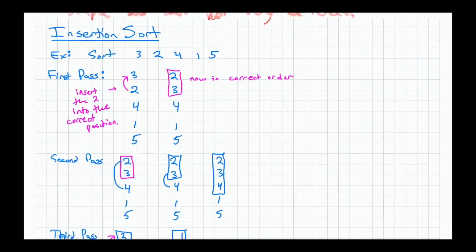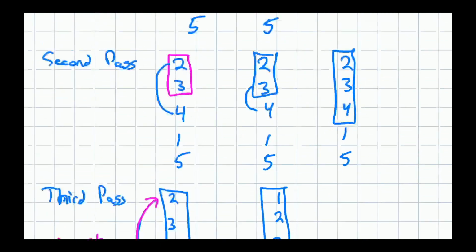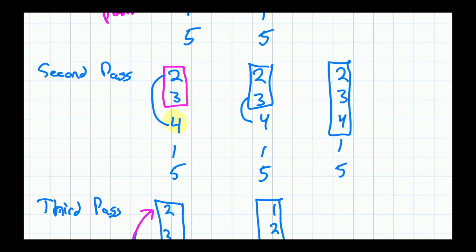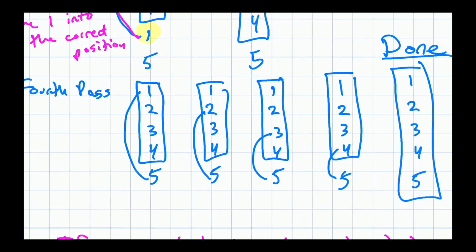So you can think of it this way. In the first pass, what's happening is you're trying to insert the 2 into the correct location, and you did right here. And in the second pass, you're trying to insert the 4 into the correct location, and when you're done, you're done. In the third pass, you're trying to insert the 1 into the correct position, and when it's there, you're done. And in the fourth pass, you're trying to put the 5 into the correct position, and when you finally do, it's done.